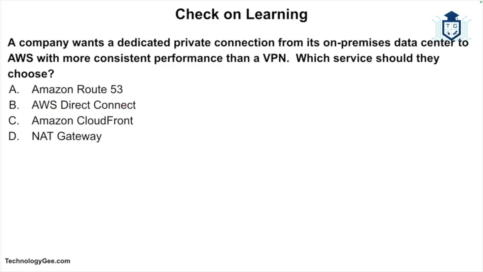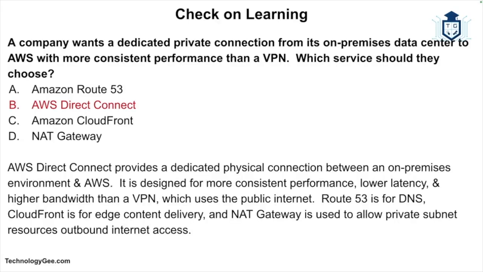And our final question is, a company wants a dedicated private connection from its on-premises data center to AWS with more consistent performance than a VPN. Which service should they choose? Should they choose Amazon Route 53, AWS Direct Connect, Amazon CloudFront, or a NAT gateway? And the correct answer is AWS Direct Connect.